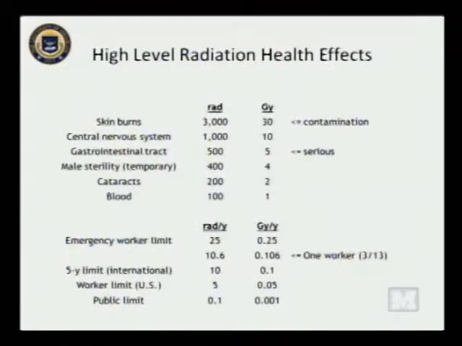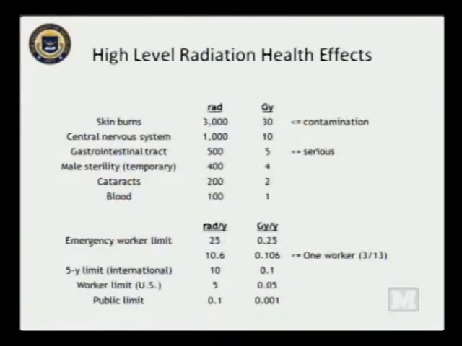What about the workers, though? The workers I worry more about, and here's why. Skin burns happen about 3,000 rad. I did switch units on purpose. The units being used in the press and by TEPCO are incorrect. High-level doses should be in these units, but you'll have to take my class to understand that. Anyway, there's skin burns at 3,000 rads, central nervous system at 1,000, GI tract, male sterility, and so on.